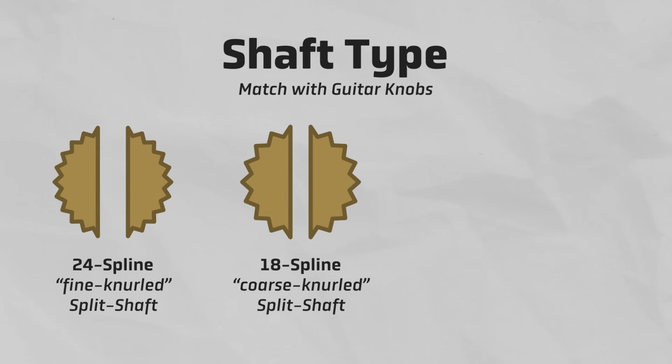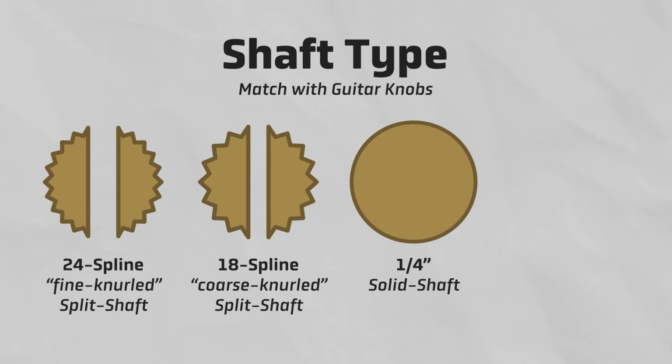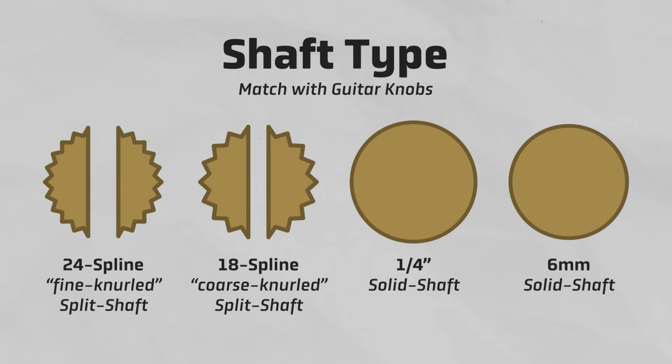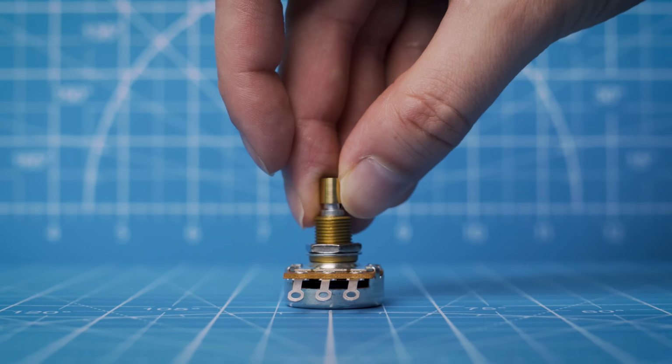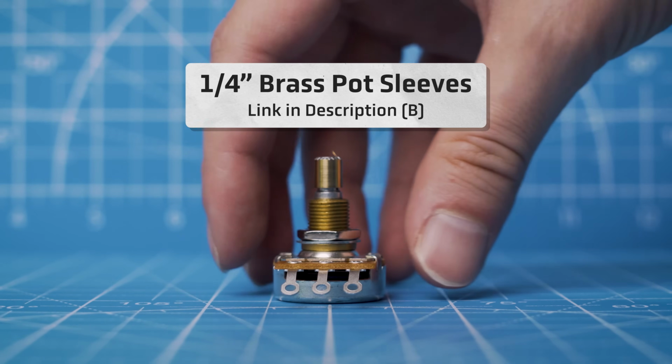They also come in two varieties, quarter inch and the slightly smaller 6 millimeters. Now, if you've got knobs meant for quarter-inch solid shaft, you can actually mount them on any of these other pots with these quarter-inch brass pot sleeves.